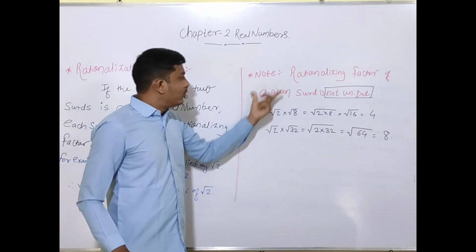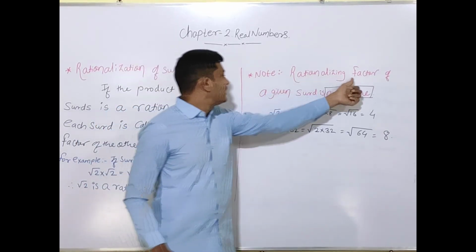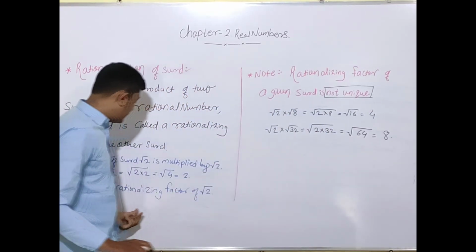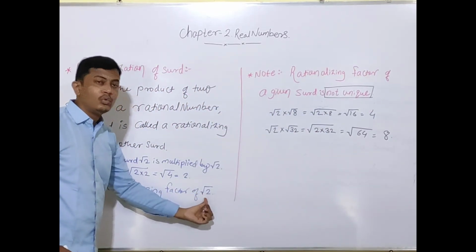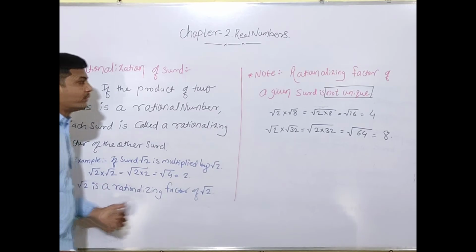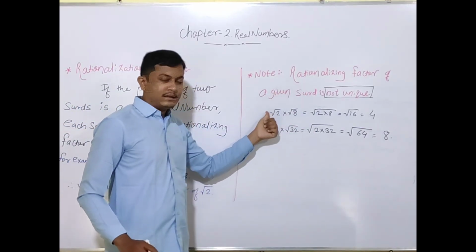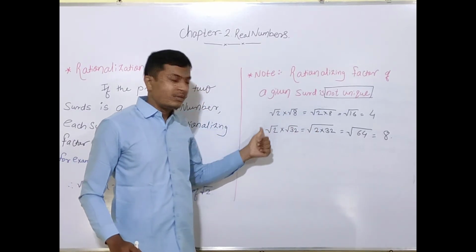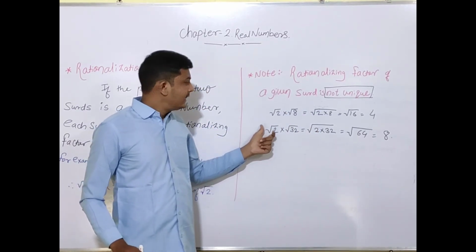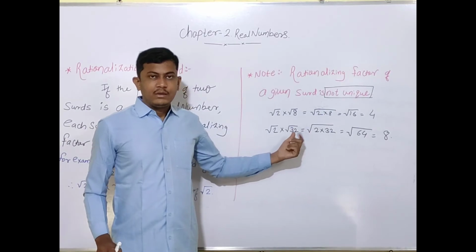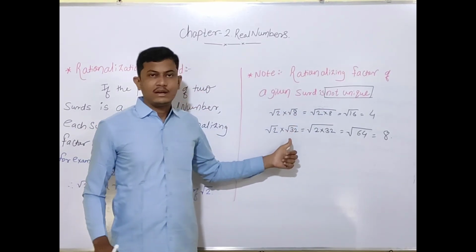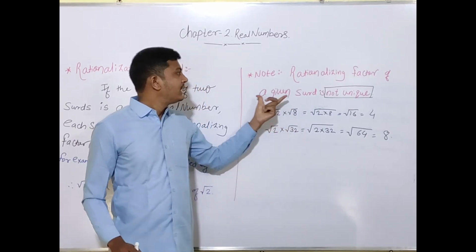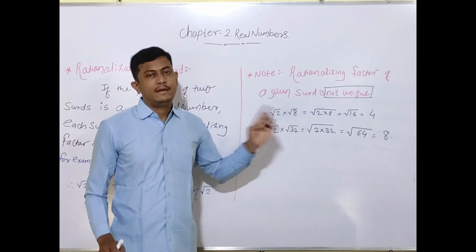So the note is clear that the rationalizing factor of a given surd is not unique. Root 2 is a rationalizing factor of root 2, root 8 is a rationalizing factor of root 2, and root of 32 is a rationalizing factor of root 2. It is getting different, so it is not a unique rationalizing factor. If we multiply by any non-zero rational number, we will get a rationalizing factor of the surd.